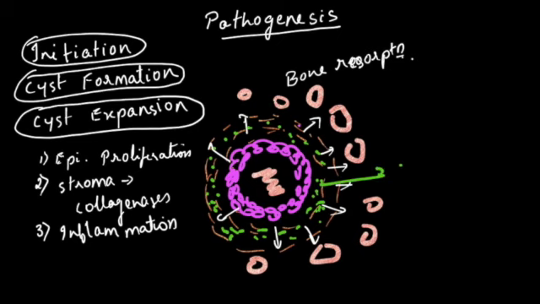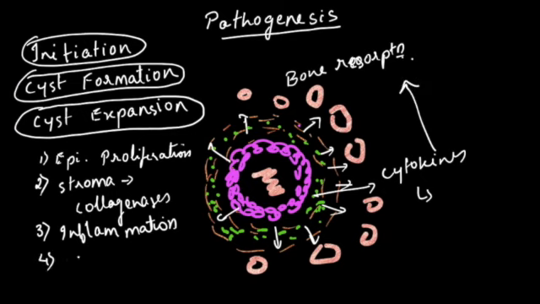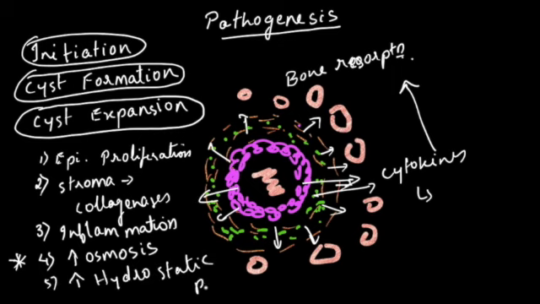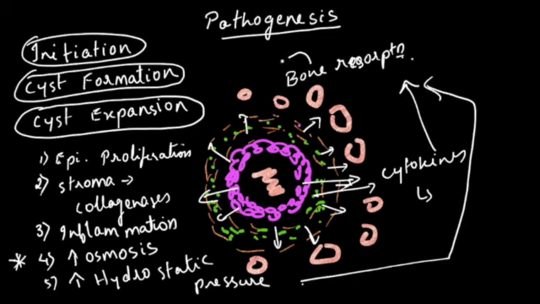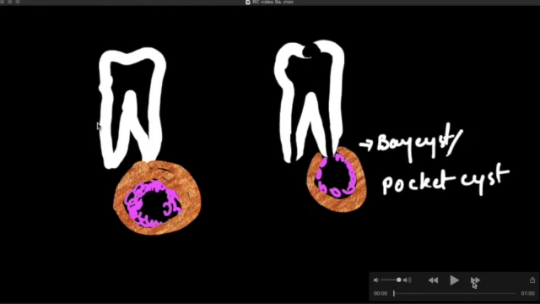They release cytokines, and these cytokines are also osteoclast activating factors, etc. They bring about bone resorption, they bring about epithelial proliferation, etc., eventually leading to bone resorption, and that leads to expansion. The most important one is the increased osmotic pressure, and also increased hydrostatic pressure of the cystic content, because of the breakdown products inside the cyst, protein content, etc., which will increase the pressure, and that brings about bone resorption, and this brings about cyst expansion.